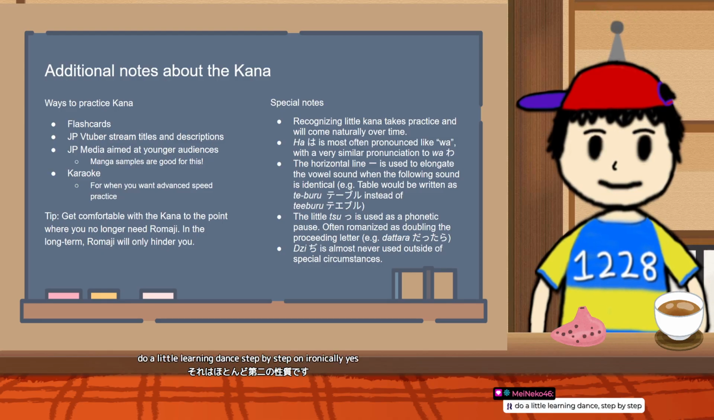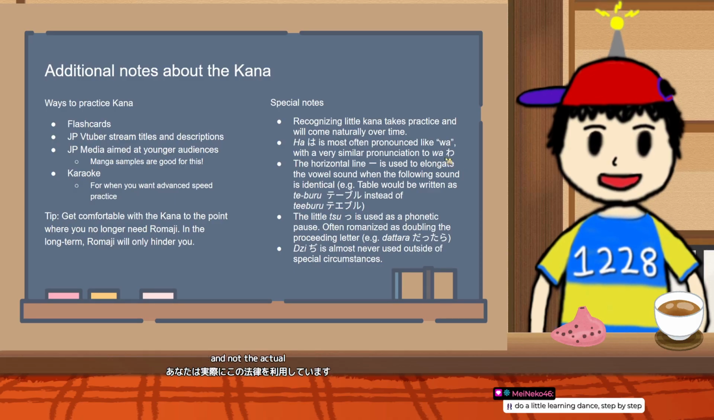Unironically, yes. Something worthy of note is the ha kana is almost always pronounced like wa. When y'all joke about "watashi wa," you're actually using this wa here, and not the actual wa that is shown here.